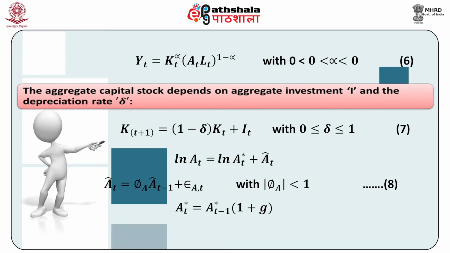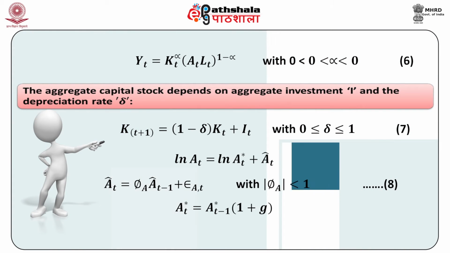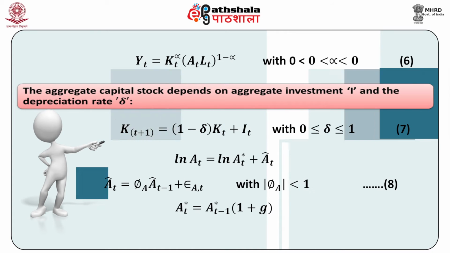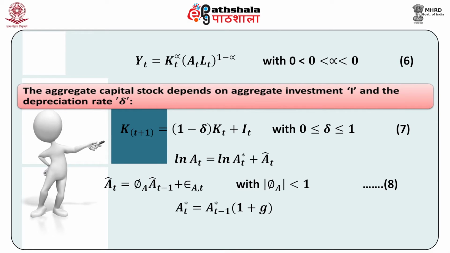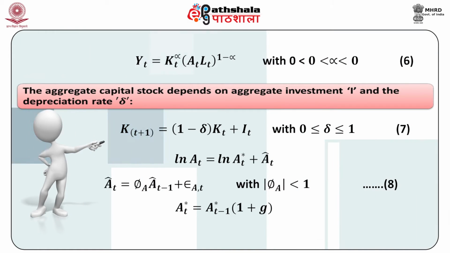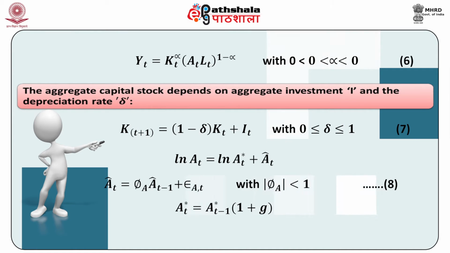The aggregate capital stock depends on aggregate investment i and the depreciation rate delta. Kt+1 is equal to (1 minus delta) into kt plus it, with 0 less than or equal to delta, which is again less than or equal to 1.